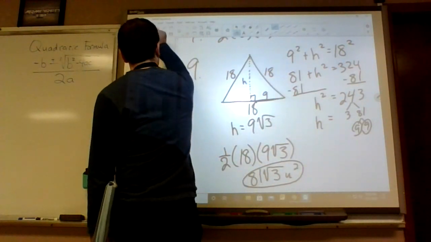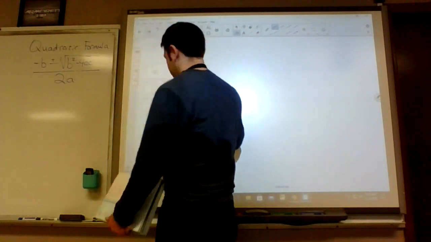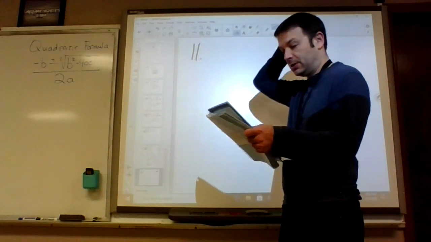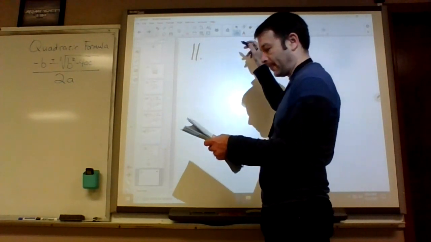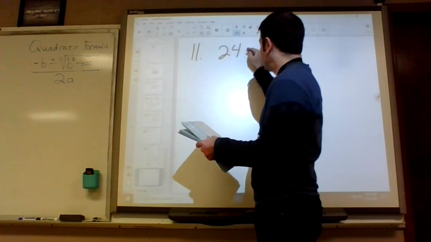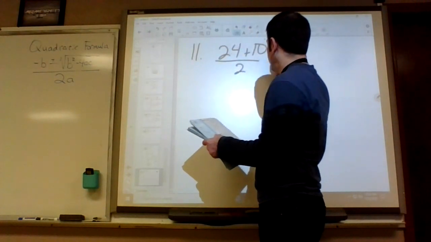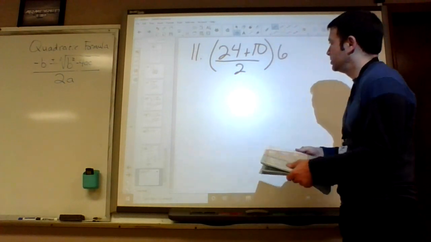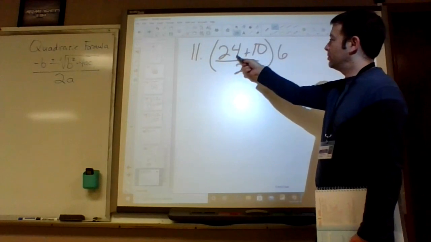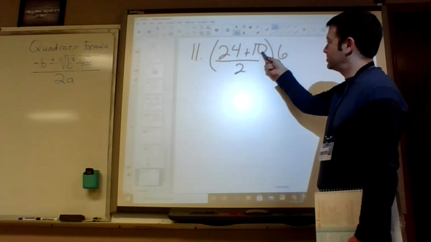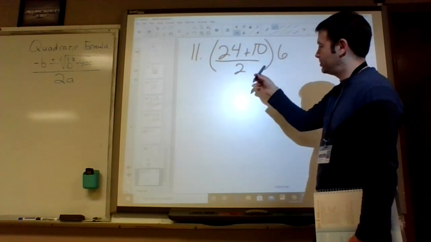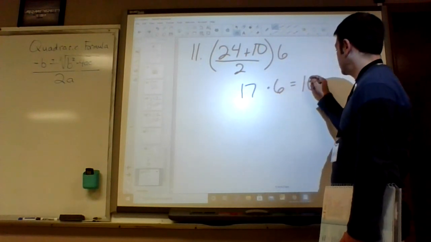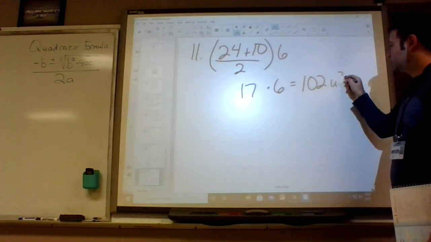All right, number 11. Trapezoids. You guys remember the trapezoid formula? Base 1 plus base 2 divided by 2 times the height. 24 plus 10 divided by 2 times the height, 6. 24 plus 10 is 34, divided by 2 is 17, times 6 is 102. 102 units squared.